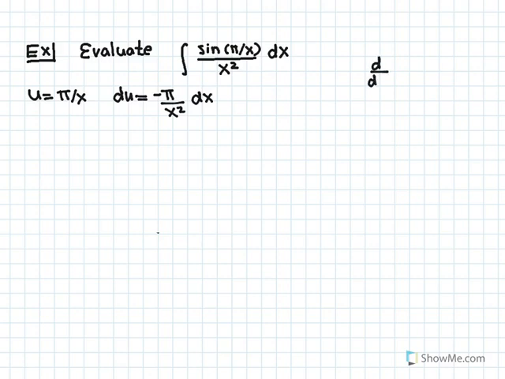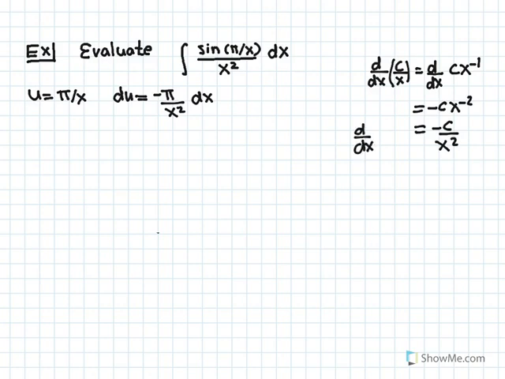We have d dx of c over x. We can rewrite this as d dx of c x to the minus 1. Now applying the power rule, we get minus c x to the minus 2. That's equal to minus c divided by x squared. That is d dx of c over x. It's better to memorize this. That way you don't have to go through the whole differentiation process, and you can just apply that directly. Alright, let's divide by negative pi, and we get negative 1 over pi du is equal to 1 over x squared dx.